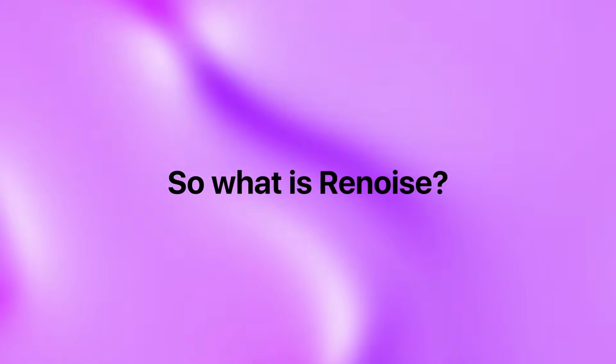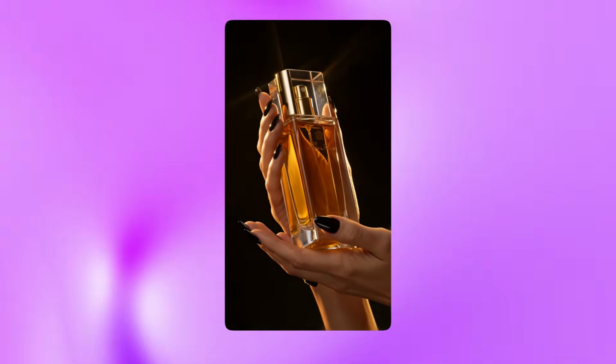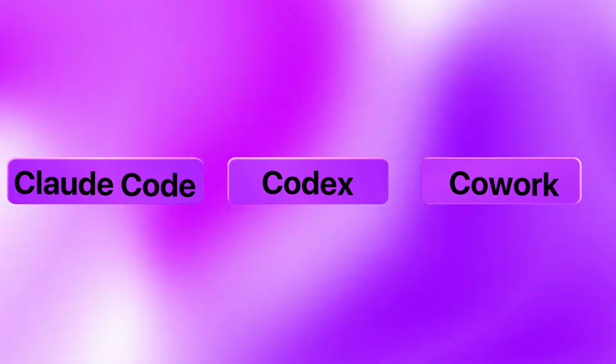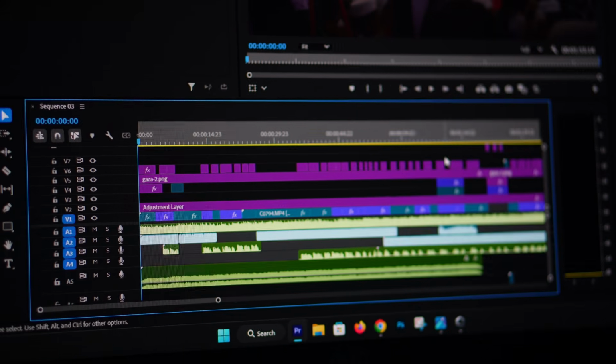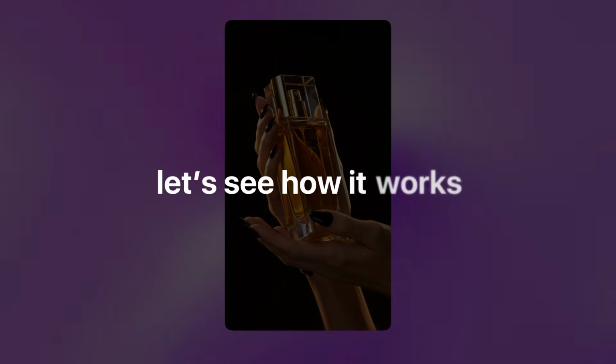So what is Renoise? Renoise is an AI-powered video generation platform that works inside tools like Claude Code, Codex, and Cowork. Or you can use its desktop app. Instead of editing manually, you just tell the AI what you want, and it creates the video for you. Now, let's see how it works.